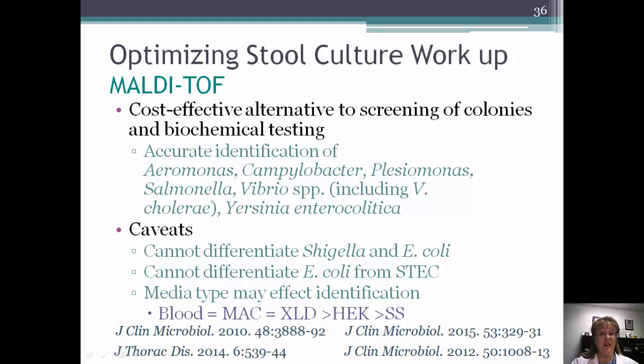Some caveats when using MALDI-TOF, though. MALDI-TOF cannot differentiate E. coli from Shigella, so you do have to have another method for that. And it also cannot differentiate your, if you want to call it resident flora E. coli, from Shiga toxin producing E. coli. Also important to remember that the media type can affect your identification. Things like blood and MacConkey, definitely better than media like Hektoen and SS agar.